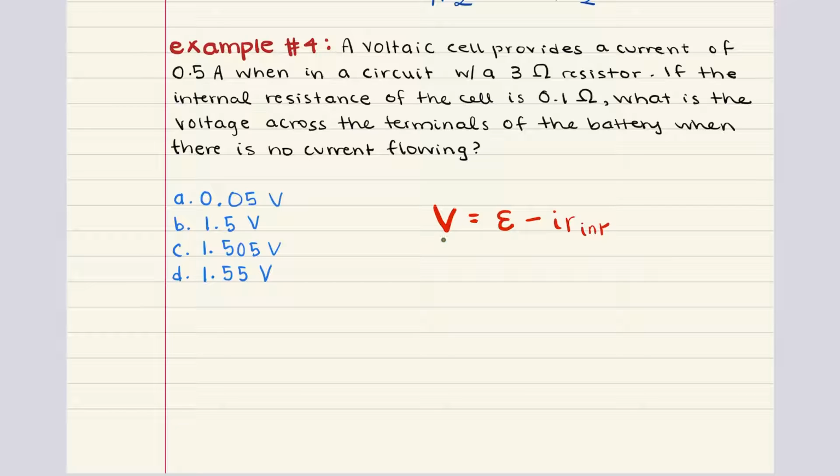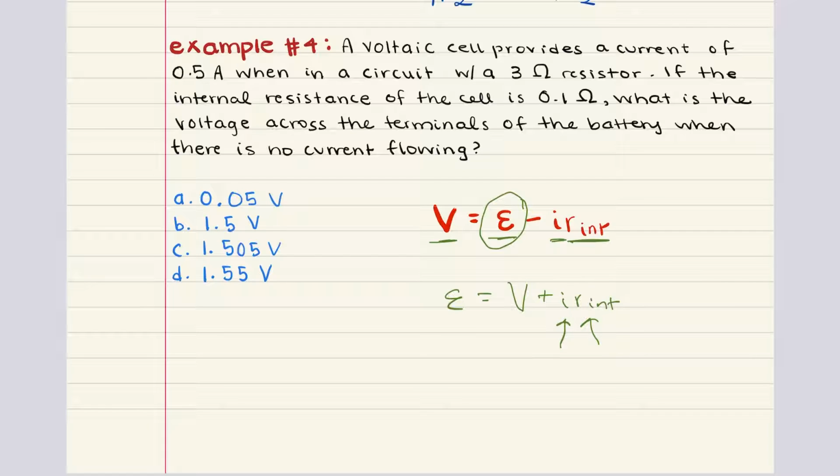This equation says that V, which is the terminal voltage, the voltage we observe across the battery when current flows, is equal to epsilon, which is the EMF of the battery, minus I, which is the current, multiplied by internal resistance. Now we want to solve for this variable right here, so let's rewrite this equation to solve for the EMF. The EMF is equal to V plus I R internal.